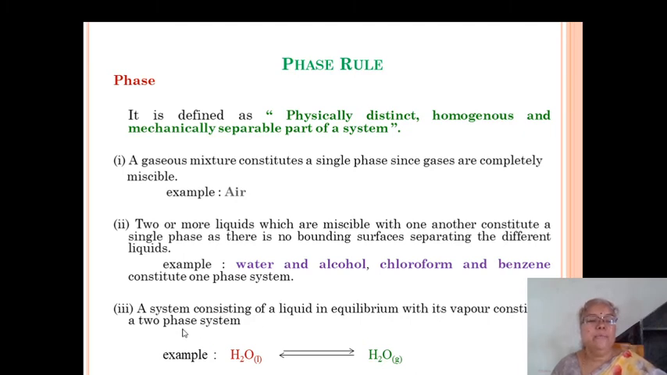Then another example, a system consisting of a liquid in equilibrium with its vapor constitutes two phases. For example, water in the form of liquid, when it is heated to its boiling temperature, there is equilibrium between water and vapor. And you know, vapor is in a gas state. This is a heterogeneous equilibrium.